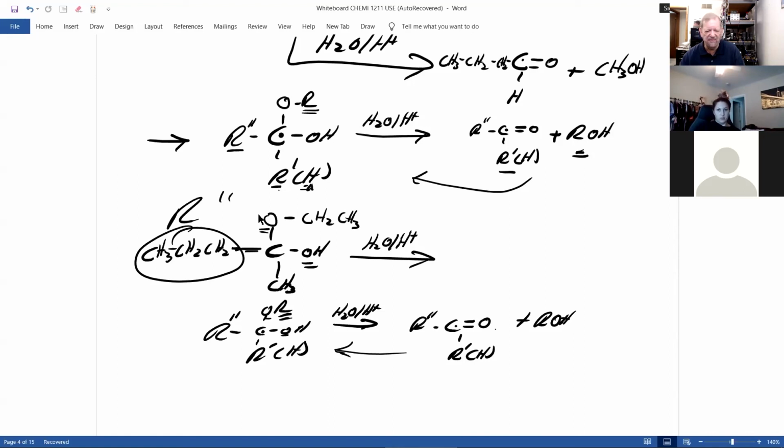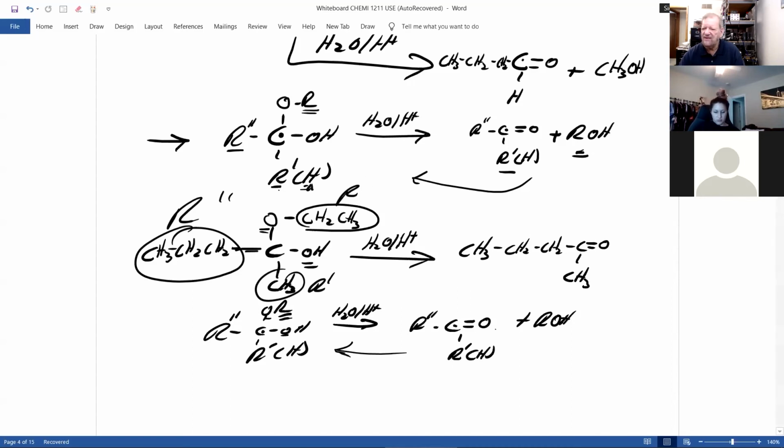R double prime, R prime, R. What's attached to this carbon here? R prime and R double prime. I think, no, I did a slightly different one. And R prime is methyl. So I get this ketone. Let's move me out of the way here. Then the alcohol right here, R is ethyl.